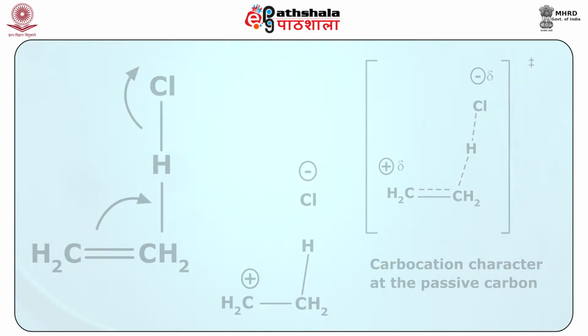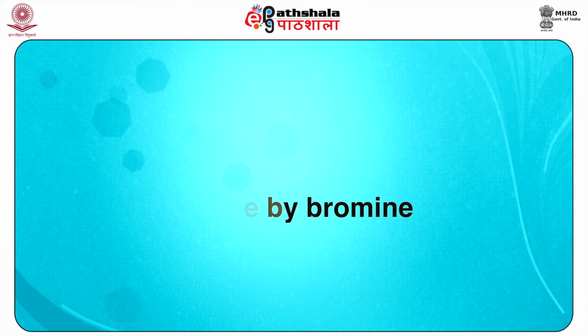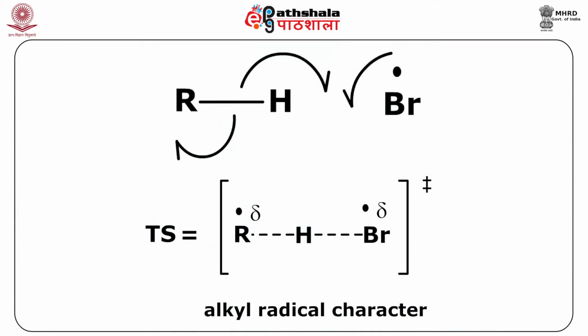Now, you can clearly see in this figure how a transition state involves a partial bond which is represented by a dashed line. Now, let us consider the second example which involves the abstraction of hydrogen atoms from an alkane by bromine. The abstraction of hydrogen atoms from an alkane by bromine atoms has a transition state with a radical character. Now, you can see this in this figure. As the bromine abstracts the hydrogen from this alkane, a partial alkyl radical character is introduced in the transition state.